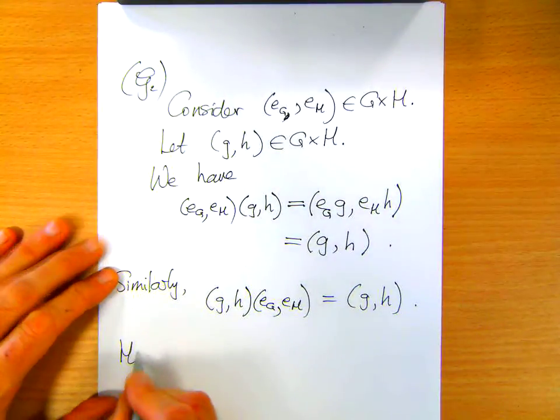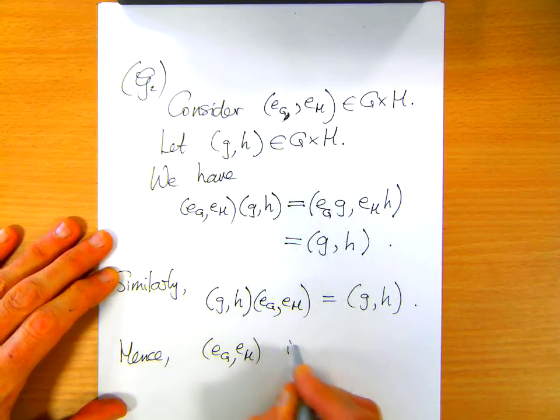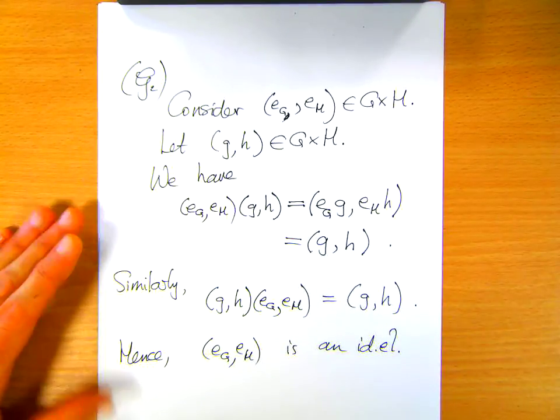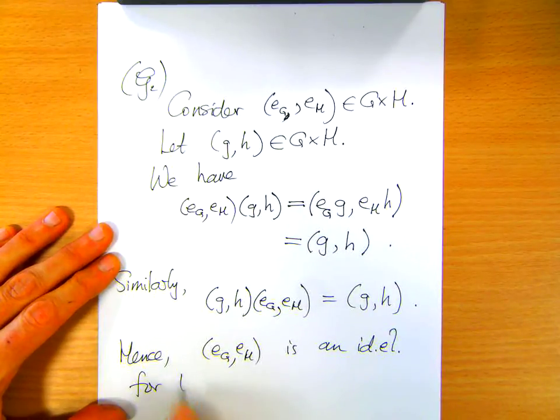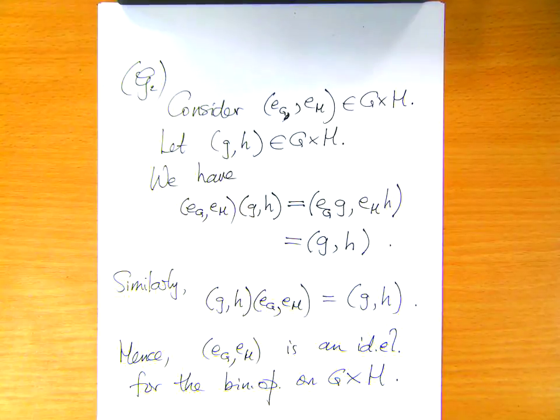Okay, so hence (e_G, e_H) is, I'll put an identity element, but in fact we know it's the identity element because there's only one of them. An identity element for the binary operation on G cross H. So again, not too exciting. We're just doing stuff in G and we're doing stuff in H entirely separately from each other to get something on G cross H.